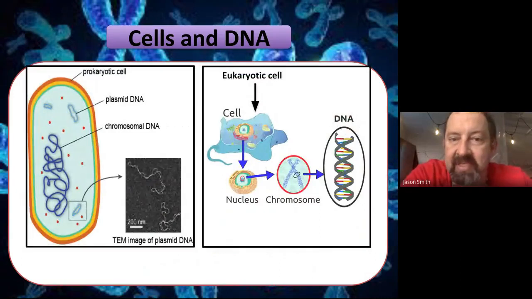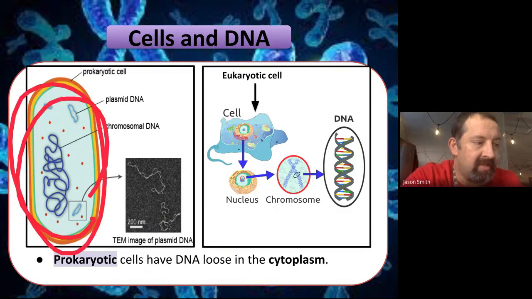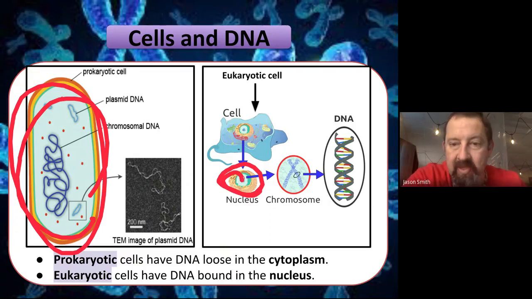We have two types of cells: prokaryotic and eukaryotic. What does that mean? Well, prokaryotic cells have DNA loose in the cytoplasm, as you can see in this picture, where we see the loose DNA in the cytoplasm. But a eukaryotic cell has its DNA bound in the nucleus. We can see that in here, the nucleus, and we can see it through our chromosomes.